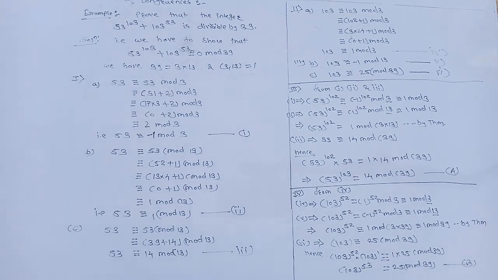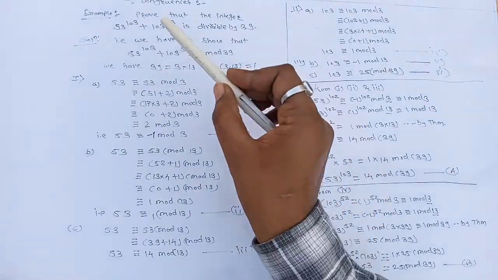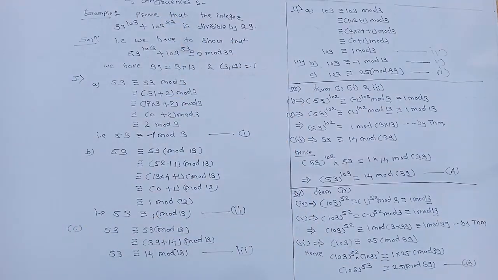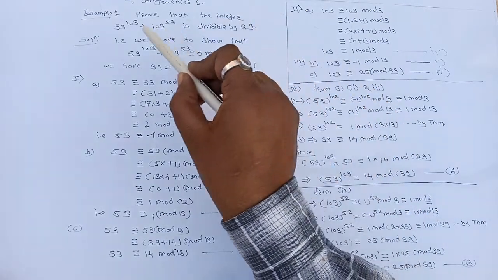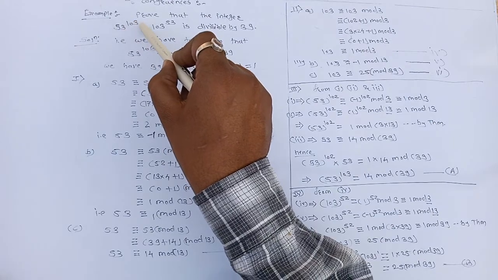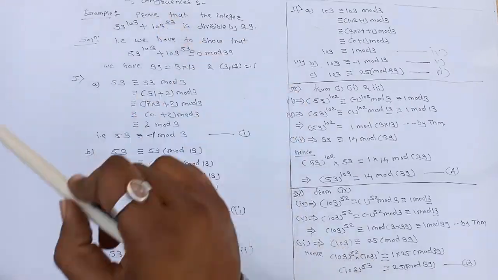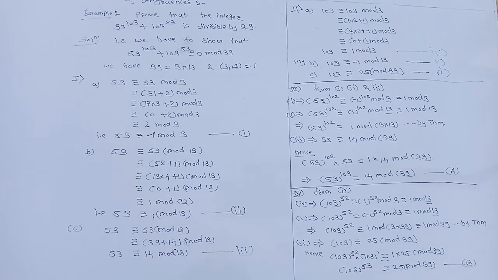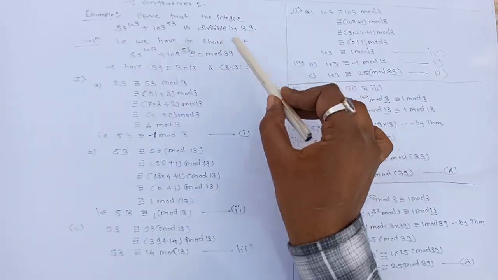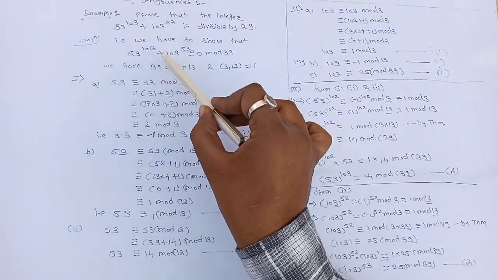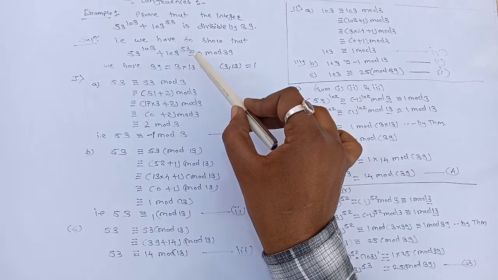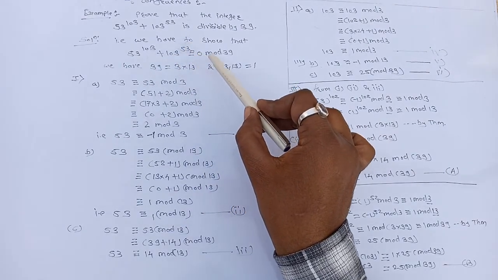Now the first example is: prove that the integer 53 raised to power 103 plus 103 raised to power 53 is divisible by 39. That means we have to prove that 39 divides 53 raised to power 103 plus 103 raised to power 53. Now the solution is that we have to show that 53 raised to power 103 plus 103 raised to power 53 is congruent to 0 mod 39.